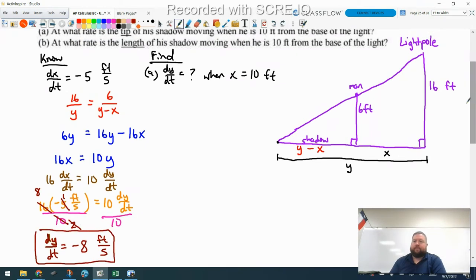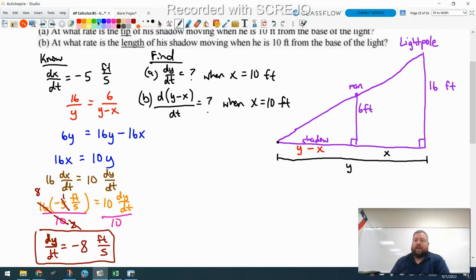All right, part B. At what rate is the length of the shadow moving? So the length of the shadow is this. As the man gets closer to the light source, the shadow is going to also get smaller. So the tip is moving at a certain rate, but the length of the shadow is also moving at a rate. What we want to find on part B is the derivative of that distance right there. It's going to look a little weird. We're going to have the derivative of y minus x with respect to t. That's our question mark, and we're doing it also when x is equal to 10.